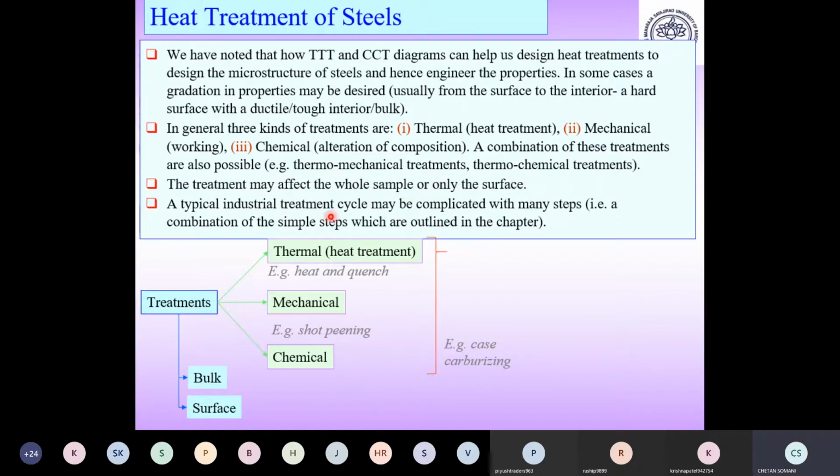A typical industrial treatment cycle may be complicated with many steps. That is a combination of simple steps which are outlined in the coming slides. Okay, so what is treatment? If we talk of heat treatment, we have thermal, that is heat treatment; mechanical, that is shot peening or hot working and cold working; and chemical, wherein we are changing the surface chemical composition. So heat treatment can be of two types again: bulk, that is complete volume, or surface, where only the surface is affected. So this is where we have done till now.